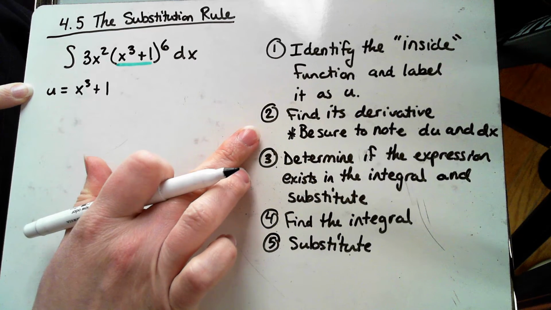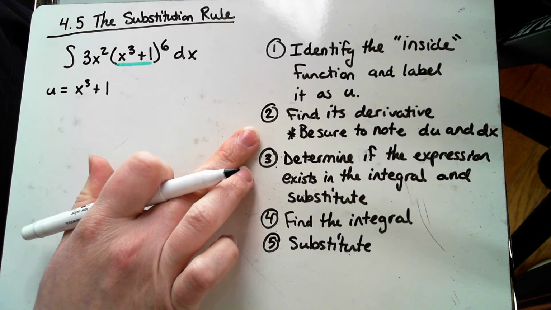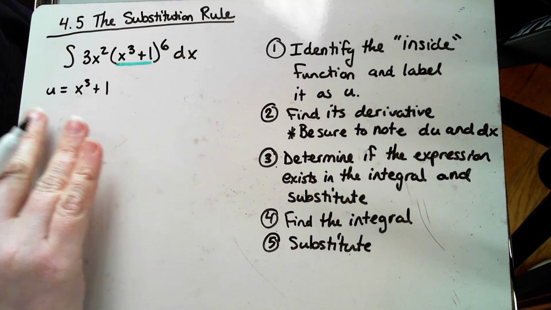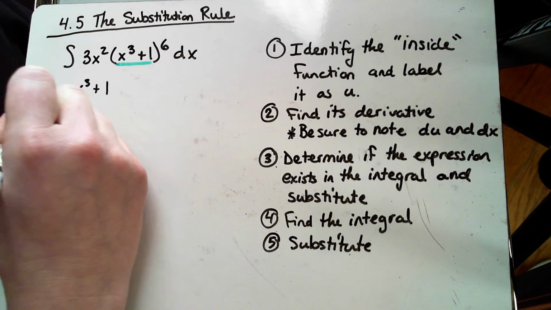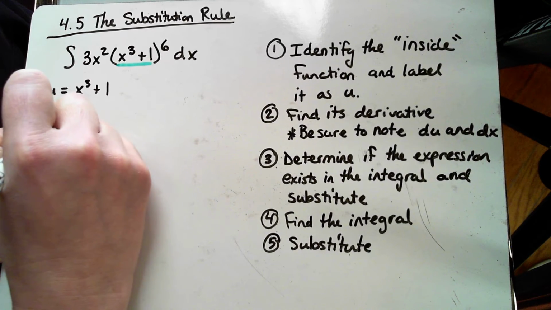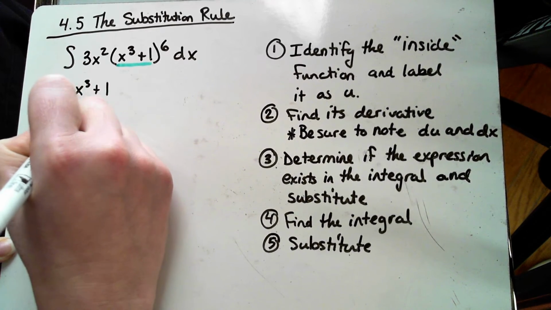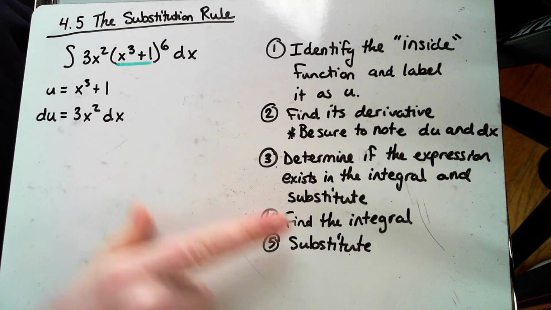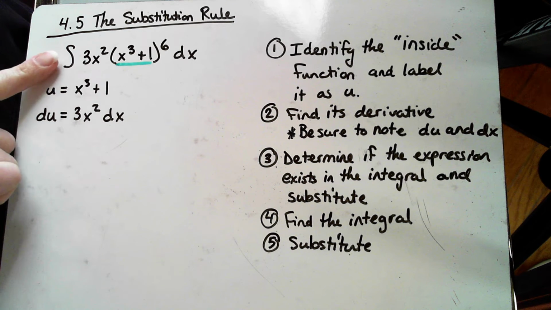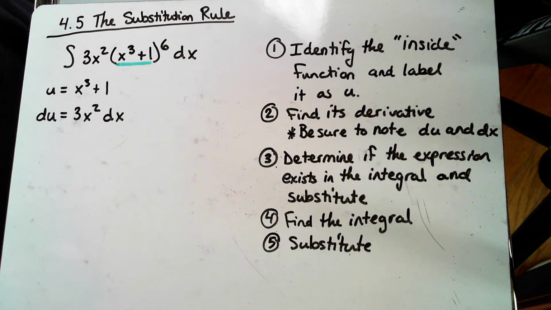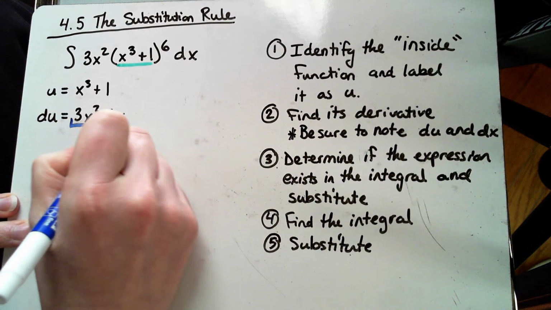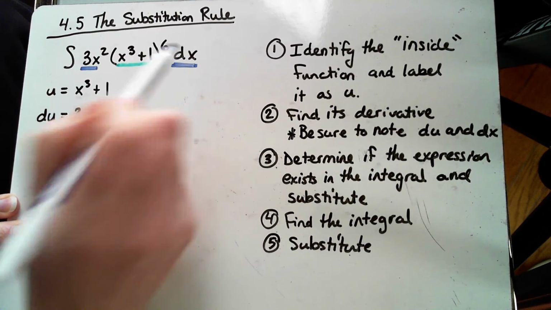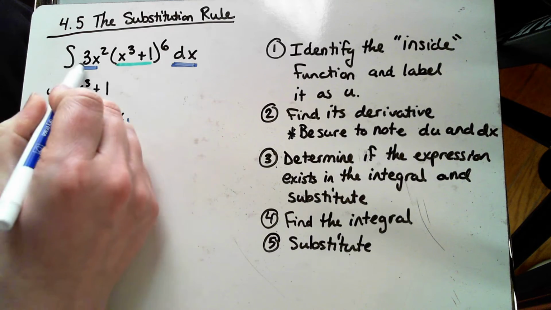It says find its derivative and be sure to note du and dx. It's really important because what we're going to do is find this derivative and substitute parts of it back into this. So I'm going to find the derivative. du is 3x squared dx. Now, notice we're going to look for this in our original integral. So I notice that 3x squared dx matches this and this perfectly. Okay, everything here is accounted for up here.